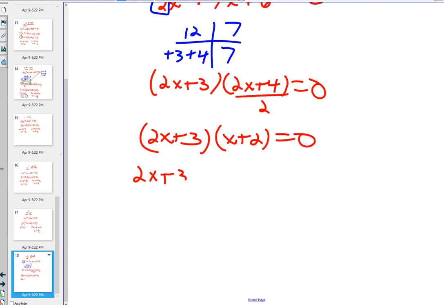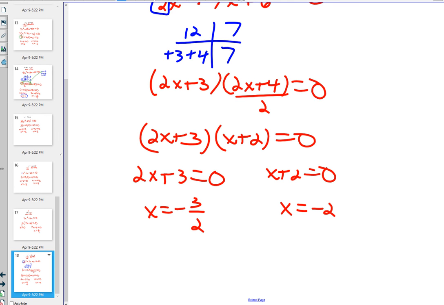When I make each one equal to 0, the first one gives me negative 3 over 2. The second one will end up giving me negative 2 when I solve. Both of those are solutions. On any test, you would be expected to include both of them. But on the practice test, I'm pretty sure that that's the only one I put. But if I'm wrong, just put anything that's there.